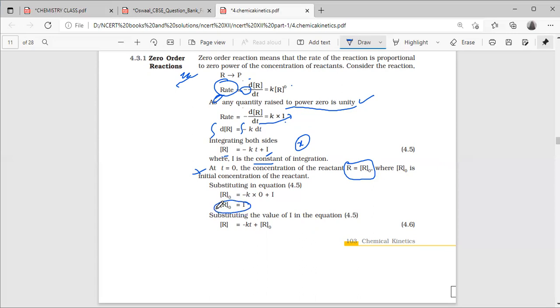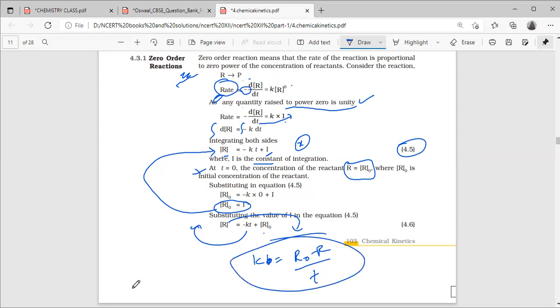Once I am getting I, this I value I am putting here in equation 4.5. Then R is as it is, minus KT as it is. In place of I, R0 I'm substituting. Then in the next step, this KT is going here, this R will come here. Then KT equal R0 minus R. Then K equal R0 minus R by T. This is the formula. Got it?